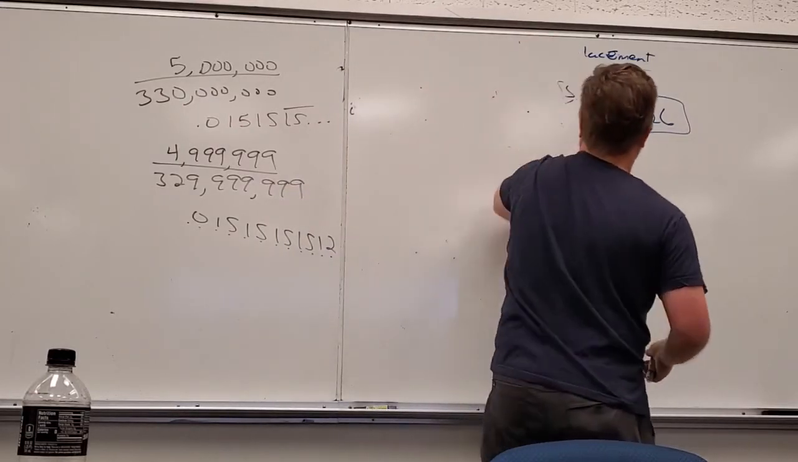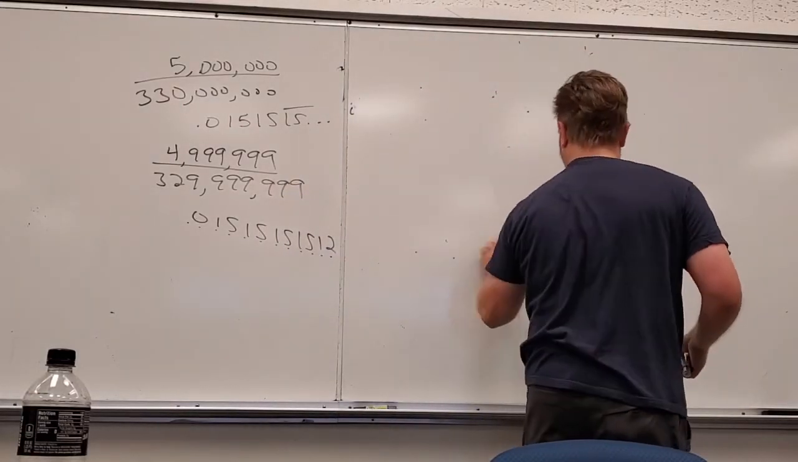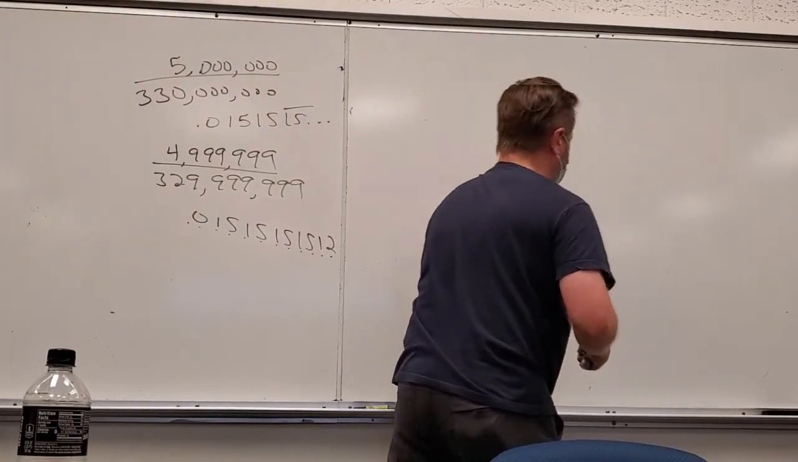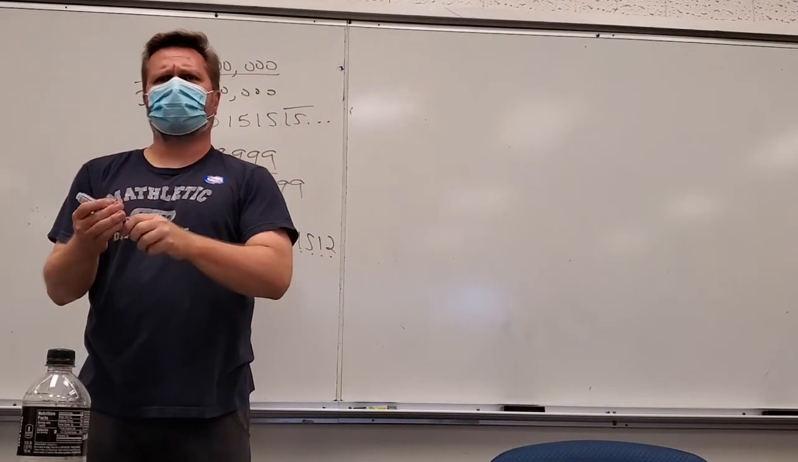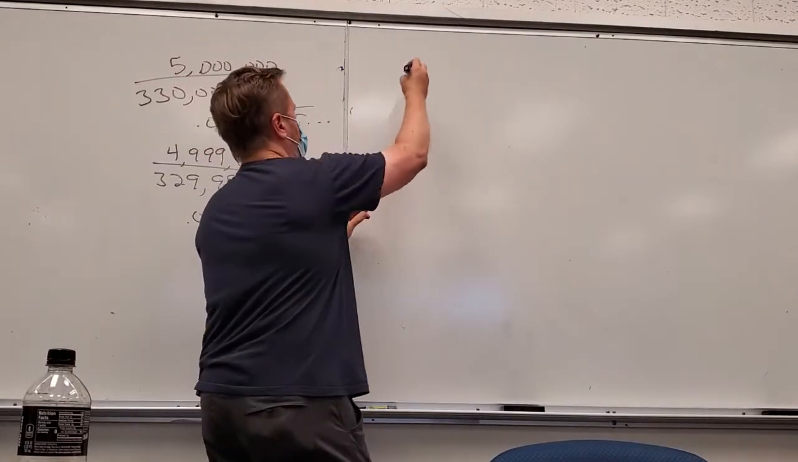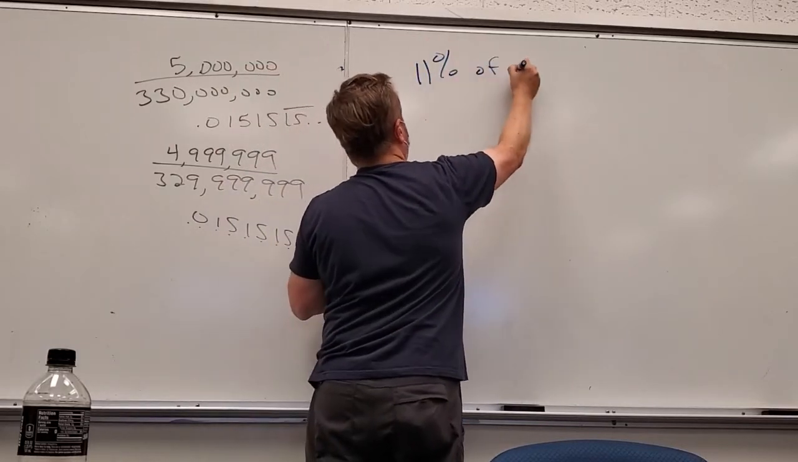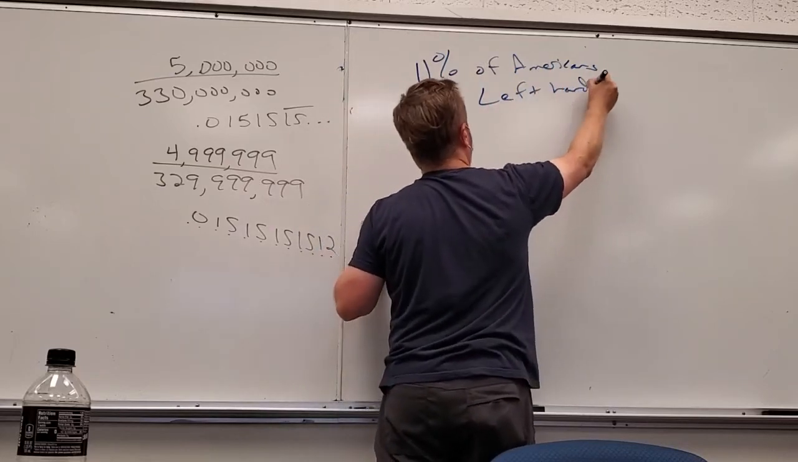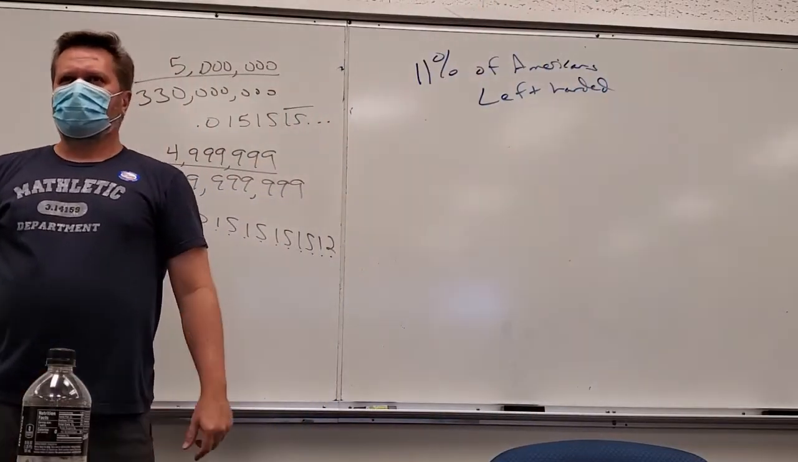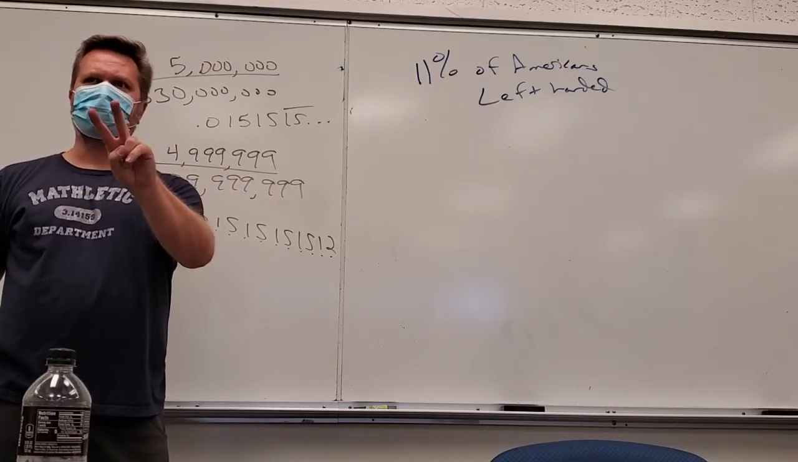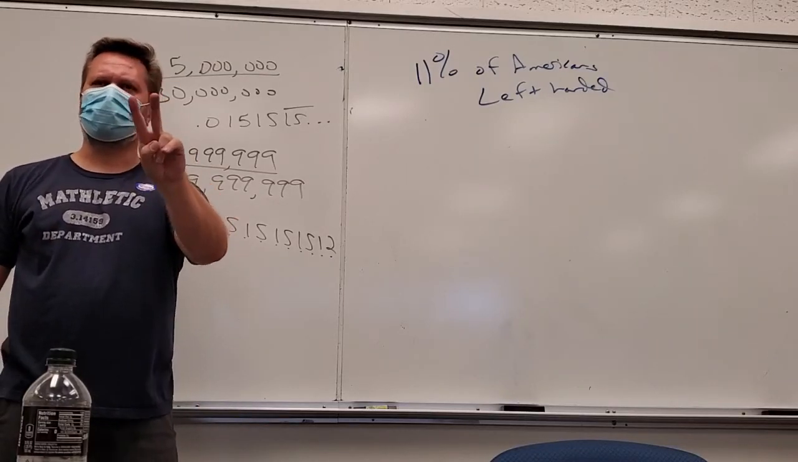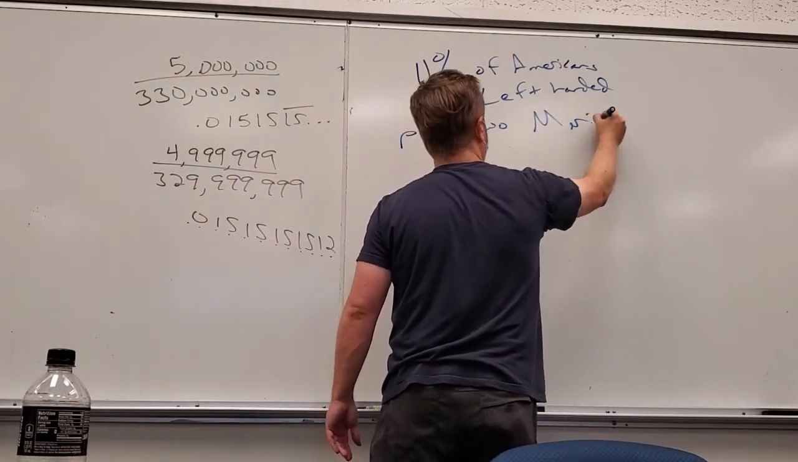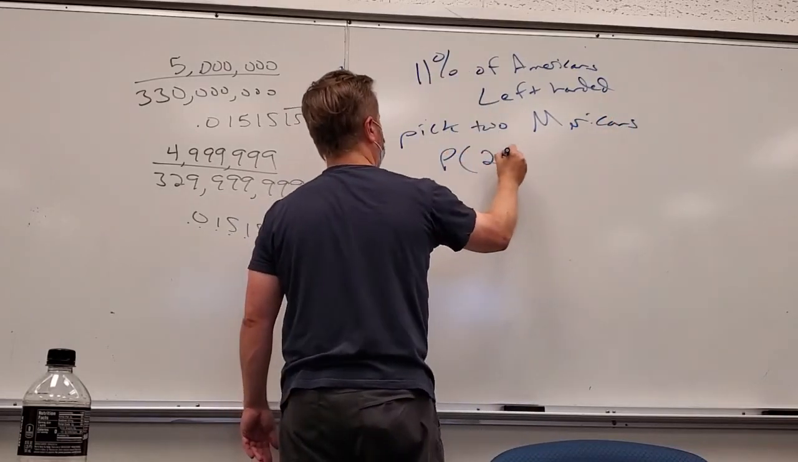Okay. I'll give you a really poor example, because I haven't looked this up in a while, but the last time I looked it up, 11% of Americans were left-handed. I almost feel like that has to be different now, but let's just go with it. 11% of Americans left-handed. So if I pick 2 Americans, what's the probability that I get 2 left-handed people?